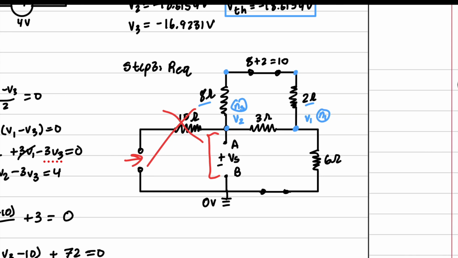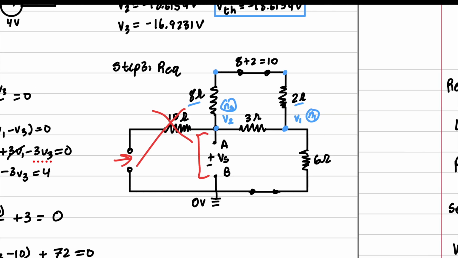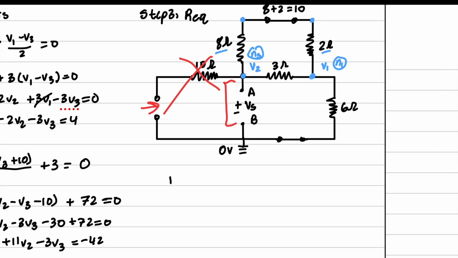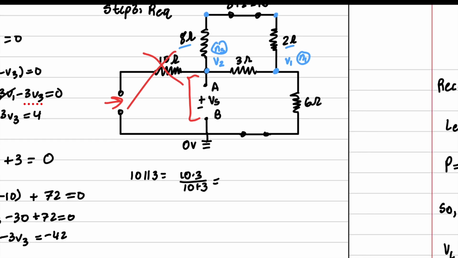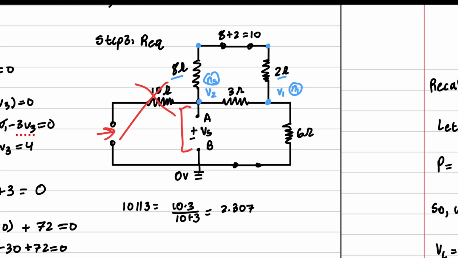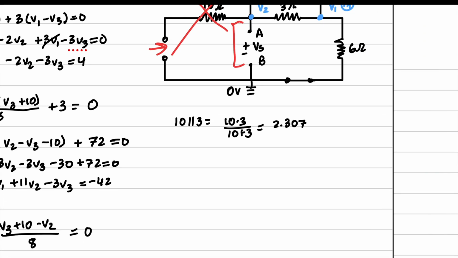And we can also see that these guys are now in parallel. So we're going to have 10 in parallel with 3, which is equal to 10 times 3 over 10 plus 3, which is equal to 2.307. And that whole configuration is in series with 6. So we are going to have 2.307 plus 6 equals 8.307 ohms. Okay, and so our R equivalent is equal to 8.307 ohms.